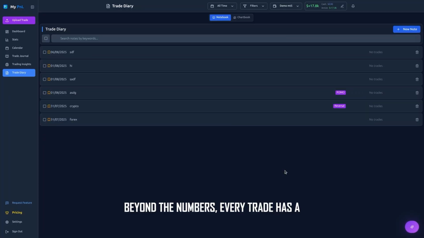Beyond the numbers, every trade has a story. That's where the trade diary comes in. This is your space for the narrative behind your trades. In the main diary view, you can see a timeline of all your past notes and easily search through them by keywords to find specific thoughts.